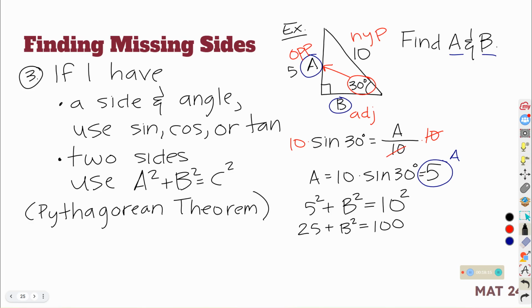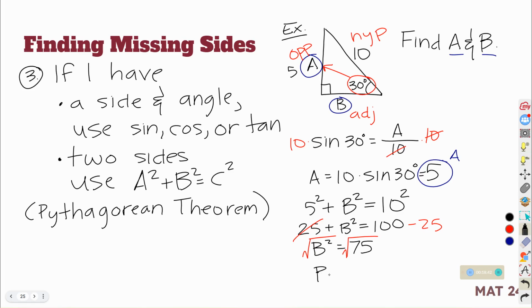Yeah, I heard subtract 25. I agree. So cancel that guy, minus 25. So we get B squared is equal to 75. I see nodding. That's good. But I don't want B squared. I want B. How do I undo squares? Square root. Yay. I take a square root of both sides.